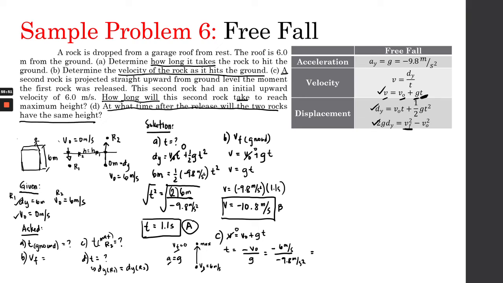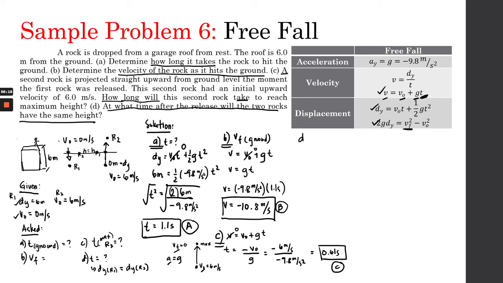Actually 0.61 seconds. So that is for C. So it took the rock 0.61 seconds to arrive at the maximum height. Okay, so that's for letter C. That's A, this is B, and this is C.